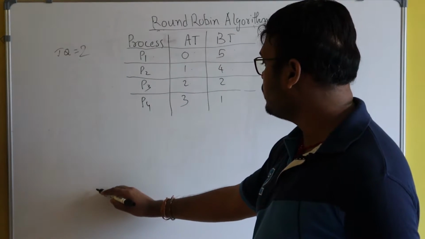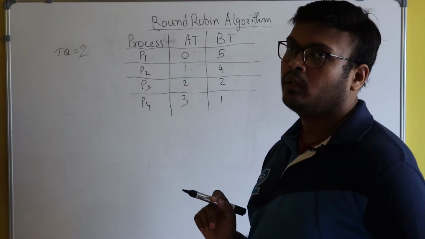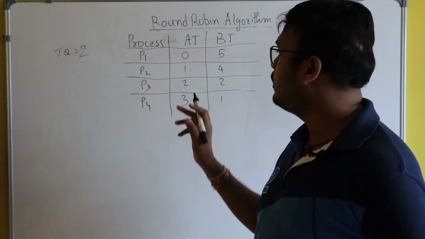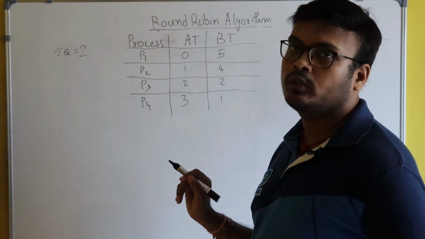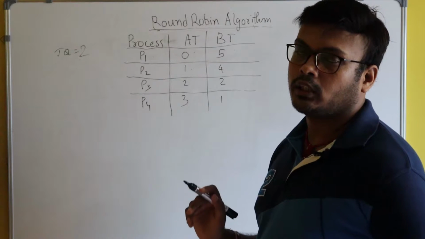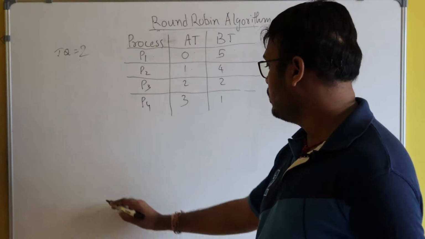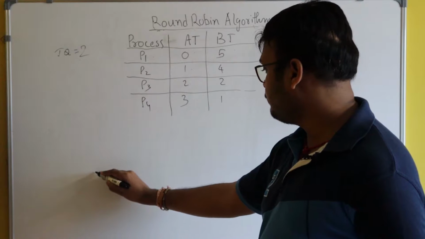We have to draw the Gantt chart, and also remember from the last class that I told you that round robin algorithm uses circular queue data structure. So you just see how. First I will draw the Gantt chart.